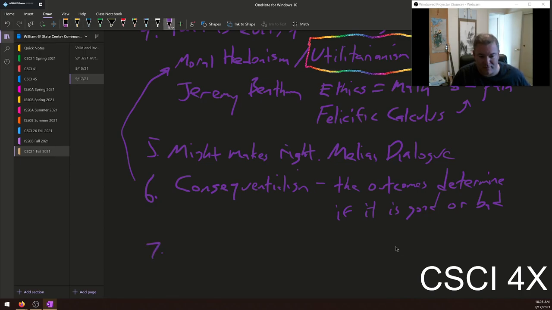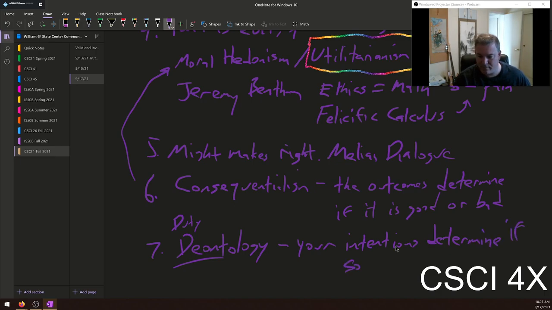And then the opposite of consequentialism is what's called deontology. That means duty. So a deontologist would say, "No, look, the person was trying to save the guy's life. He wasn't a doctor, but he was doing it, his intentions were right." So deontology is like, your intentions determine if something is good or bad. Do you guys see the difference between these two? Make sense? It's not the means to the end that matters. Let's put it this way. It is the means that matter, not the ends. That's a better way of putting that.